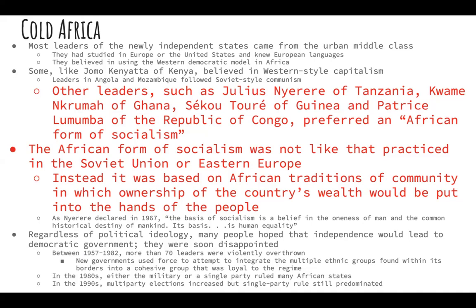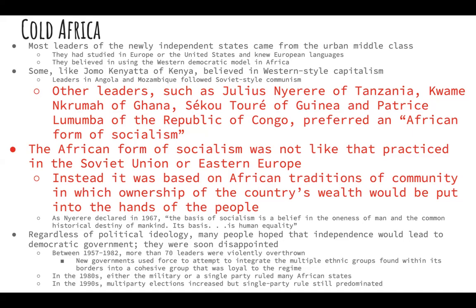As Nyerere declared in 1967, the basis of socialism is a belief in oneness of man and the common historical destiny of mankind. Its basis is human equality.